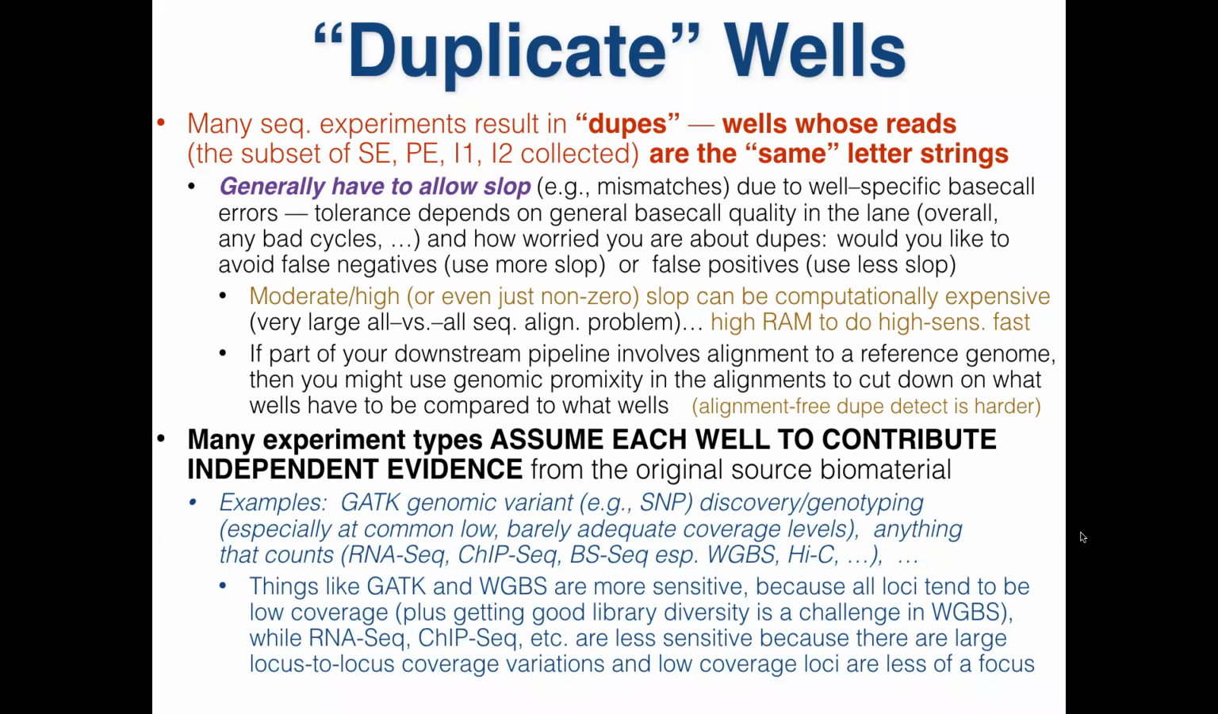Because you want sensitivity. If the two reads are really duplicates, but one has a base call error, they're not going to literally match in sequence. So you have to allow some slop in the comparison. On the other hand, if you're really worried about false positives, of course, as you take the slop higher, the chance of a false positive goes up.